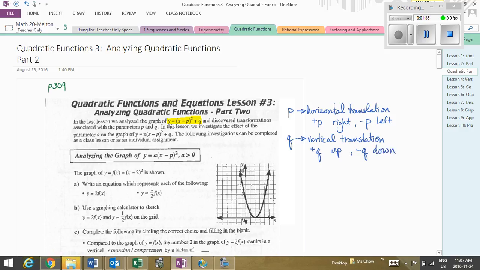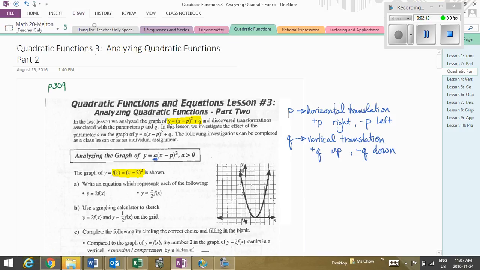So right now we're going to look at this parameter a when a is not equal to 1. Specifically for these first couple of examples, we're going to look at when a is greater than 0. So what they're starting us with here is the graph of y equals f of x, or f of x is equal to (x minus 2) all squared. So again, you can see here that the p value is positive 2, and so that translates our quadratic, our parabola, 2 units to the right.